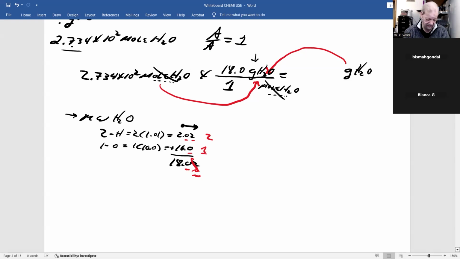Clear it. 2.734 E, 2 times 18.0. And my calculator gives me this number. Actually, it says 10 to the 0, 3. Hold on, let me fix this up.